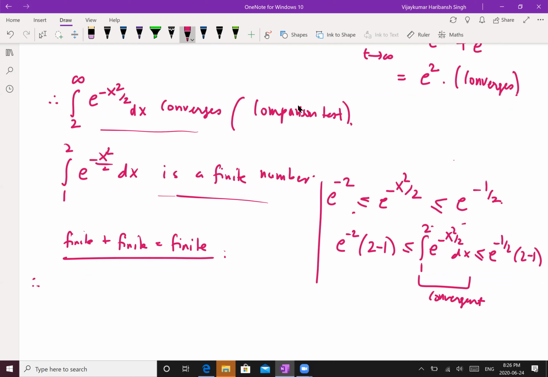This is convergent, and this guy is convergent. Therefore, the integral from 1 to infinity of e to the power minus x squared by 2 dx is convergent, because you're adding two convergent integrals and their sum is convergent.